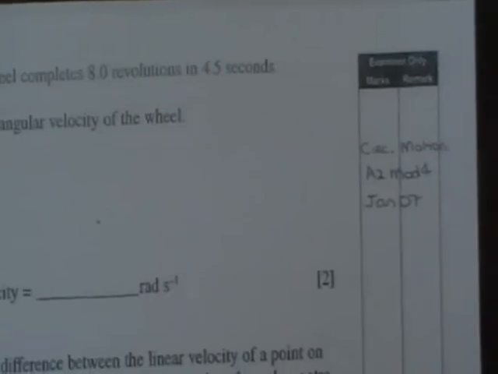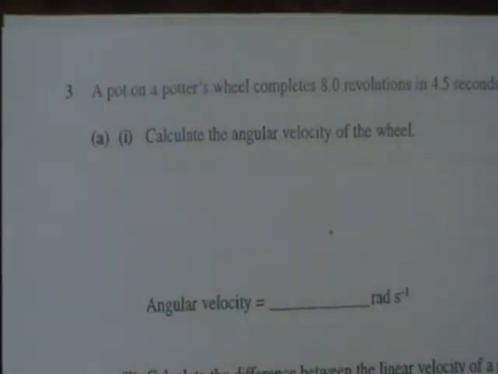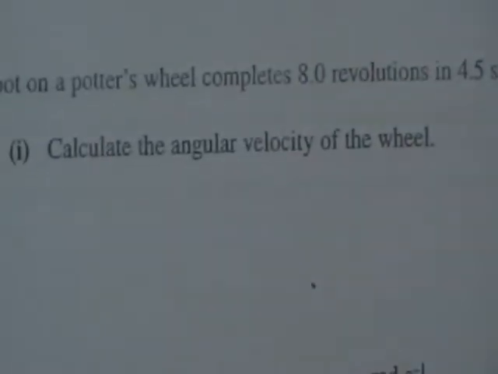This is January 07 A21 Module 4, and this is question 3. A pot on a potter's wheel completes 8 revolutions in 4.5 seconds. Calculate the angular velocity of the wheel.